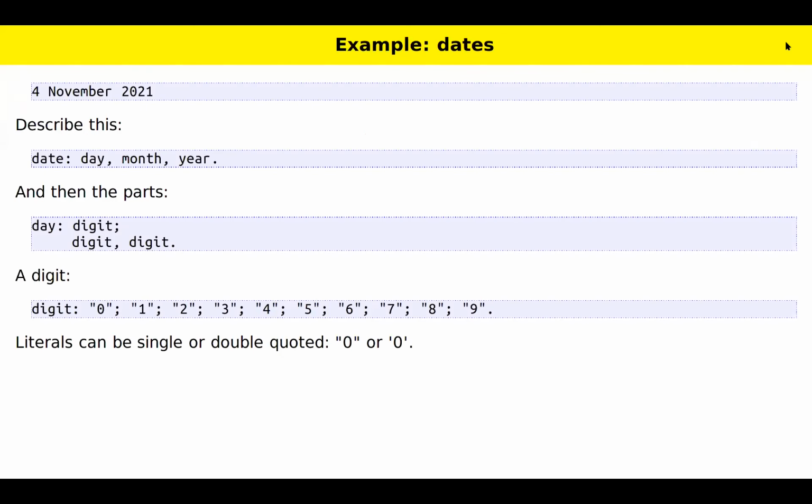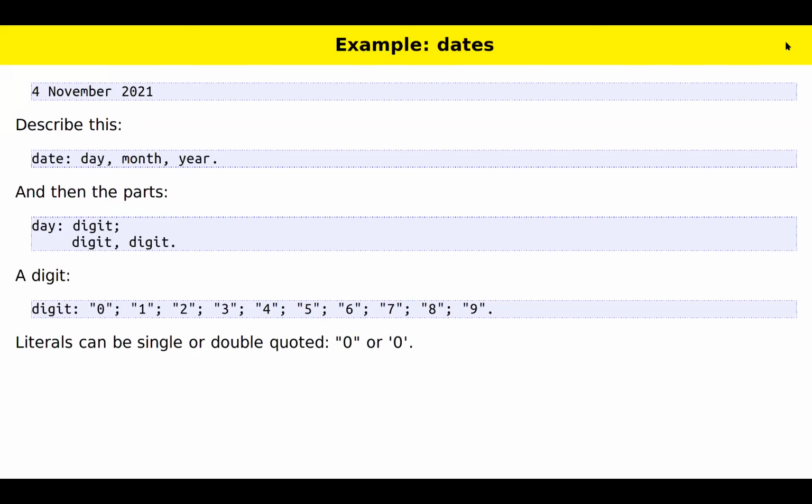So I'm going to give you a first example. Now you're going to see lots of dates, and the reason that dates are a great example is because A, they're small, so the examples will be small and manageable. B, there are lots of different ways of writing dates. Okay, so imagine we've got a date like 4th of November 2021.